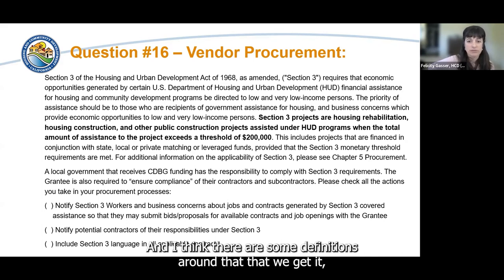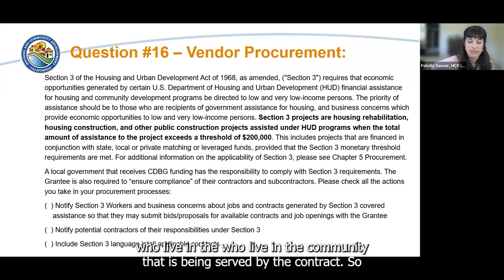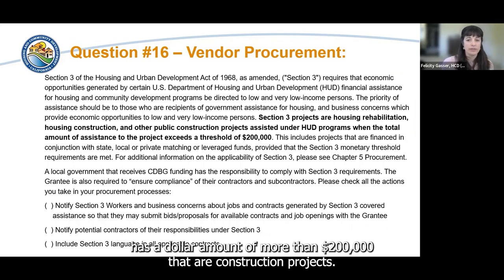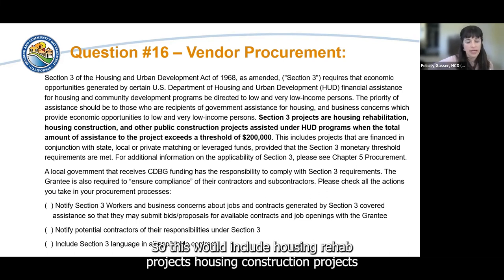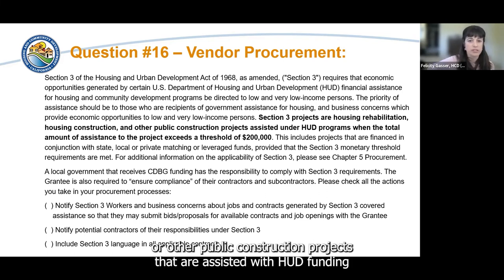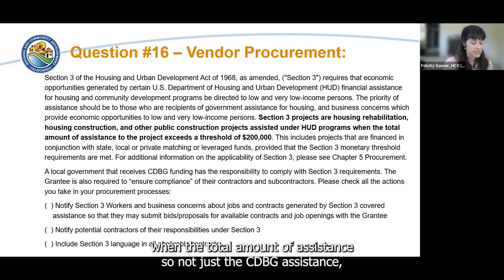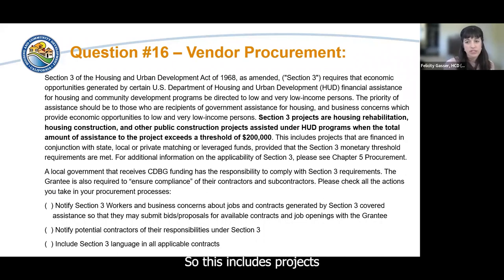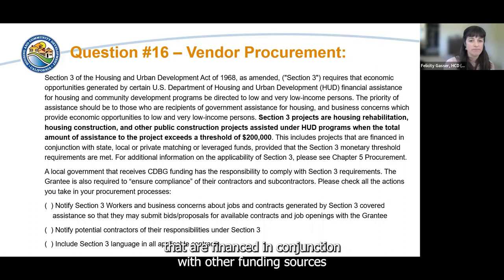And I think there are some more detailed definitions we can get to, but it's lower income people who live in the community that is being served by the contract. So section 3 projects are construction projects where the project has a dollar amount of more than $200,000. This would include housing rehab projects, housing construction projects, or other public construction projects that are assisted with HUD funding when the total amount of assistance, so not just the CDBG assistance, but the total amount of HUD assistance, exceeds the threshold of $200,000. So this includes projects that are financed in conjunction with other funding sources.